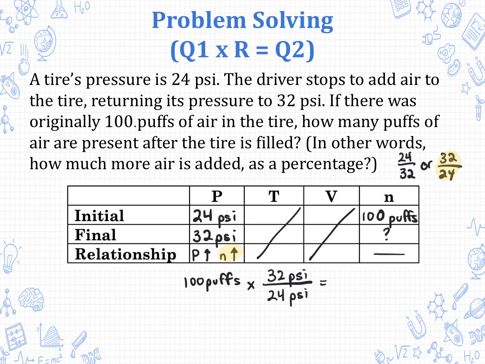So when I take 100 times 32 over 24, I get 133 puffs. So in other words, the pressure increased to 4/3 of its original value, and at the same time the number of particles increased to 4/3 of its original value. Last thing to check is sig figs. 24 has 2 sig figs, 32 has 2, and 100 with a point at the end has 3 sig figs. So of those, 2 sig figs is the smallest, so my answer with 2 sig figs and units will be 130 puffs.